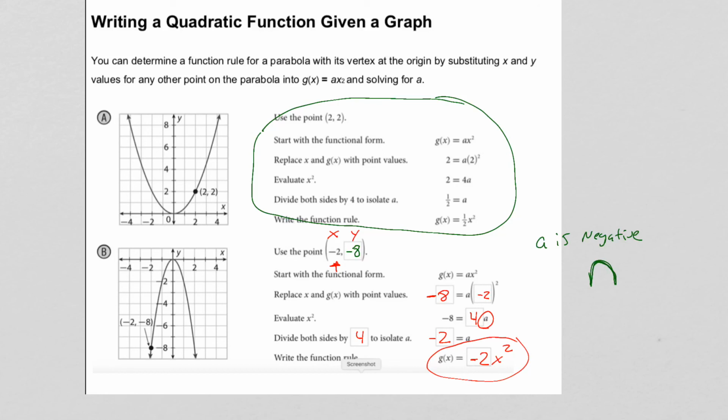So there you go. That's this section's notes. And then now we're going to move to guided practice.